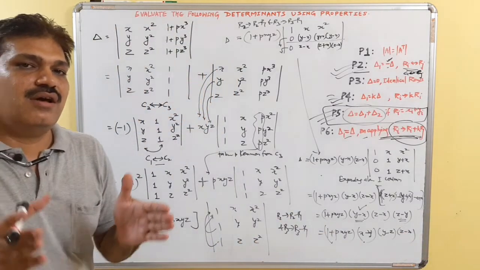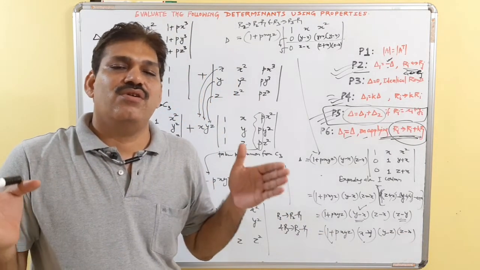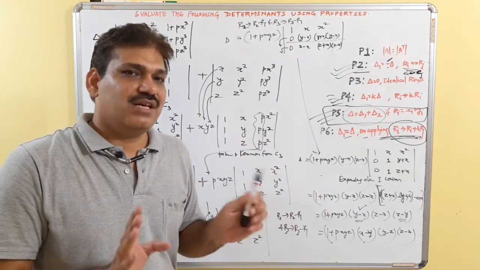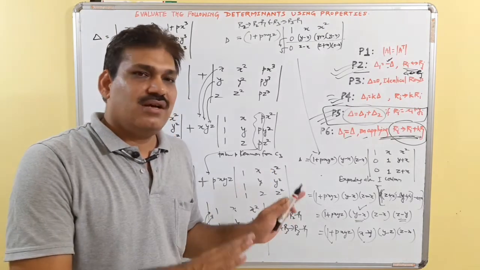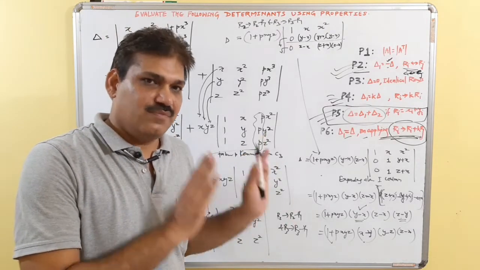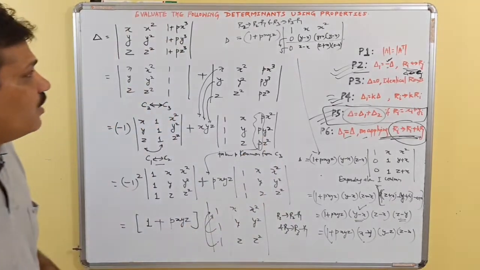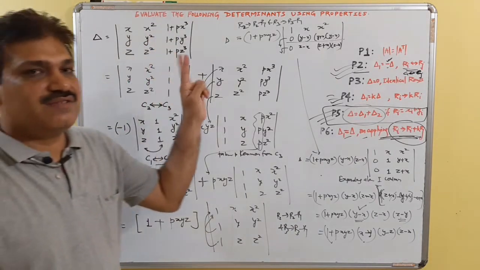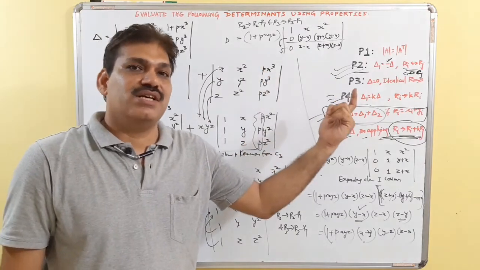This question has been asked in many competitive exams and also in the CBSE board exam, as a descriptive question as well as an objective, MCQ type question. What is the question actually? The value of this determinant is x minus y, y minus z, z minus x into 1 plus pxyz.